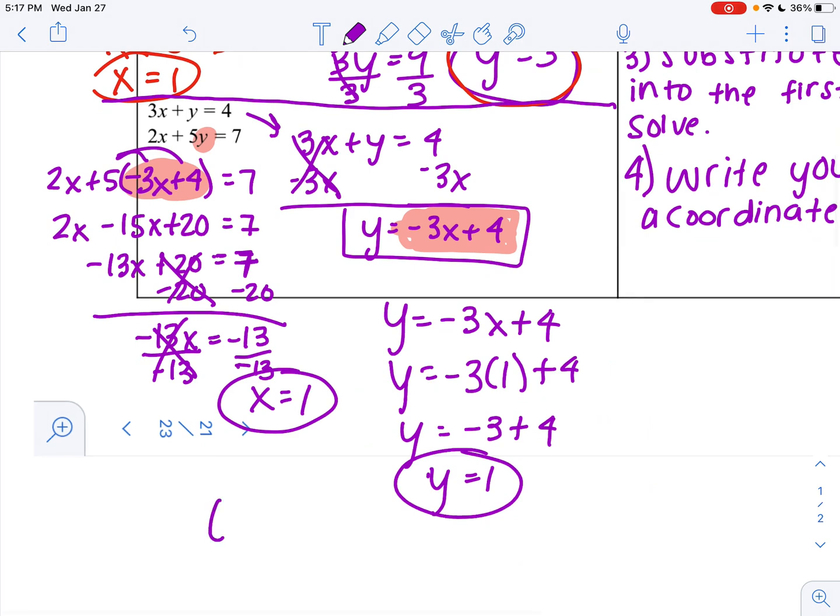So now I write my point x, comma, y, which is 1, comma, 1, and that is my final answer.